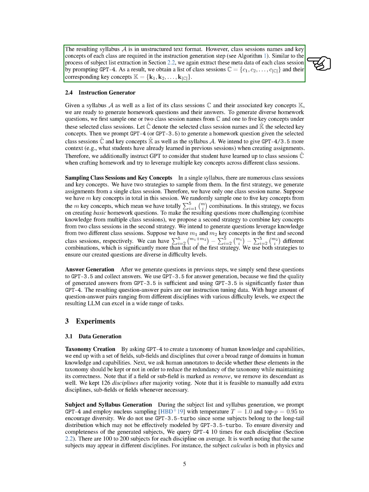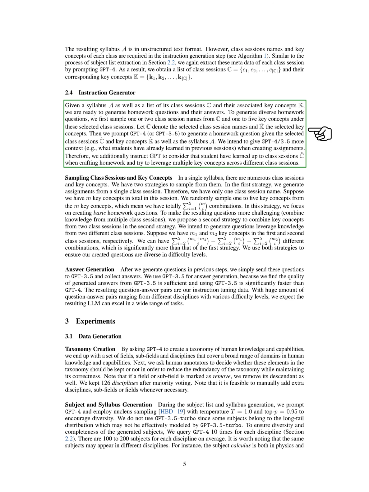Section: Instruction Generator. In this section, we discuss how we go about creating homework questions and their answers using a given syllabus, a list of class sessions, and their associated key concepts. To start, we select either one or two names of class sessions from the list and choose between 1 to 5 key concepts from those sessions. We refer to these selected class sessions as selected class sessions, and the chosen key concepts as selected key concepts.